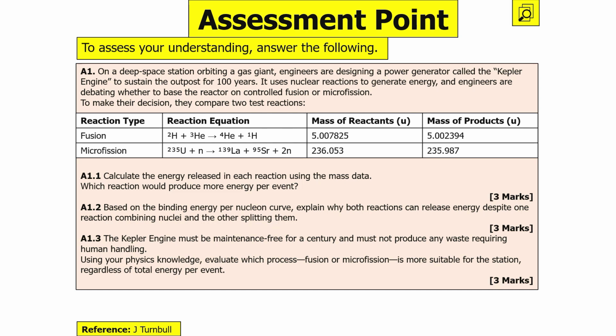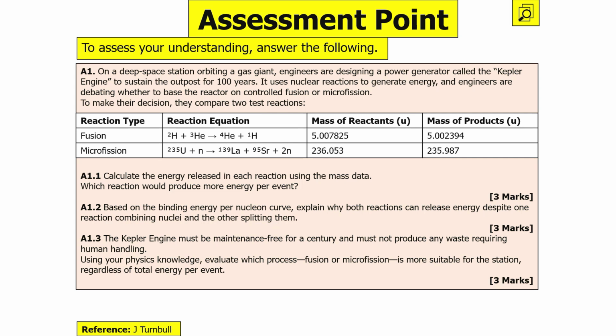To make their decision, they compare two test reactions. Calculate the energy released in each reaction using the mass data. Which reaction will produce more energy per event? Based on the binding energy per nucleon curve, explain why both reactions can release energy despite one reaction combining nuclei and the other splitting them.